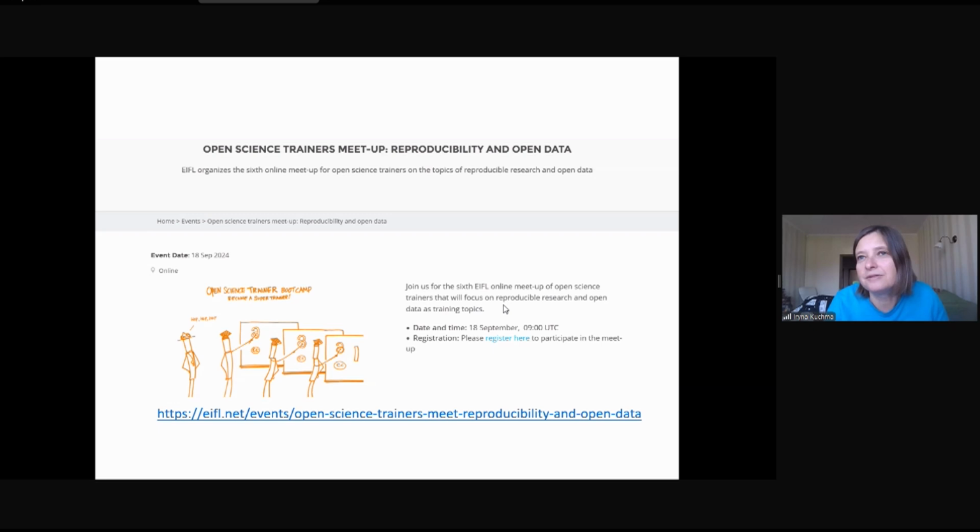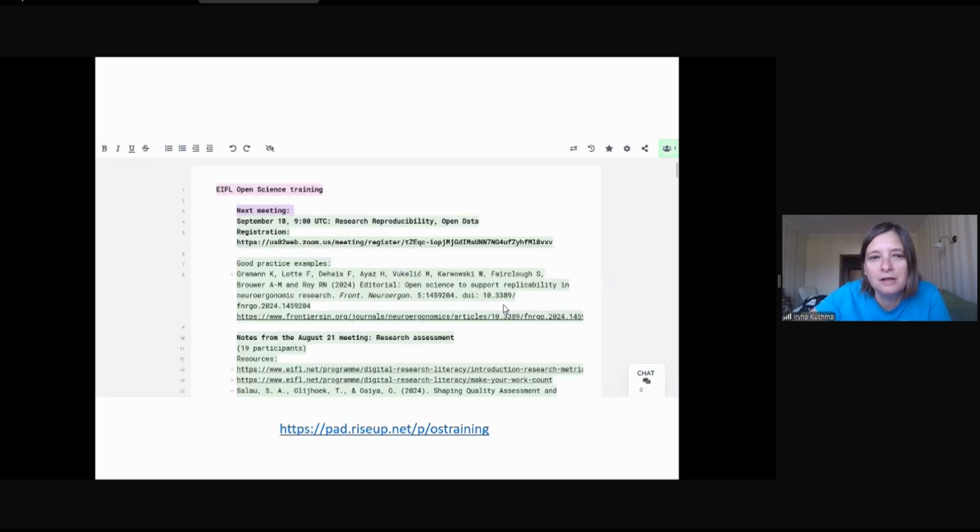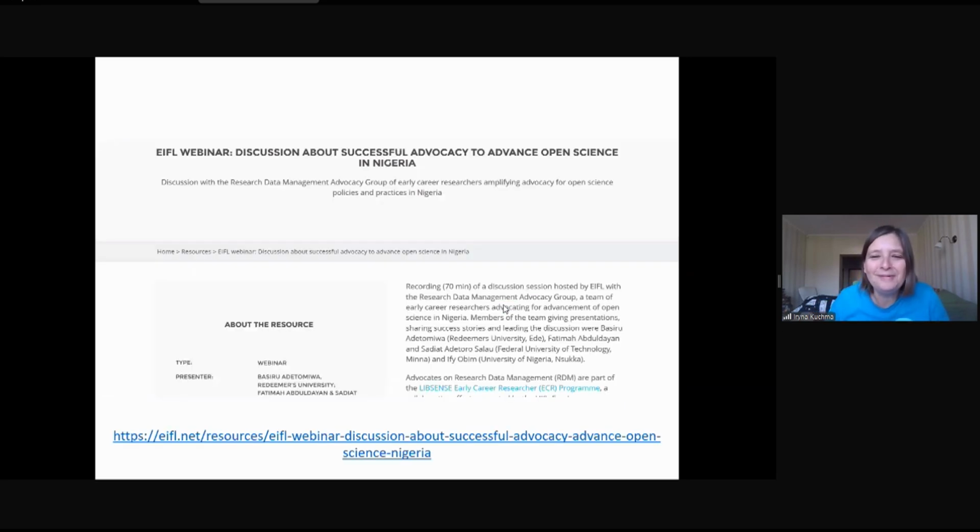And together we discuss what is the best approach to train on reproducibility and open data, what are good reusable materials we recommend. And sometimes we also decide to create new materials. So that's a link to our document where we keep all the links during those sessions, and this community is open to everyone who is interested in open science training. So if you are one of them, please let me know and join.